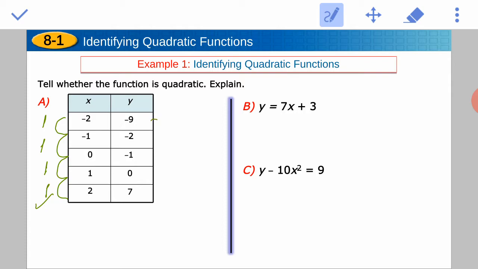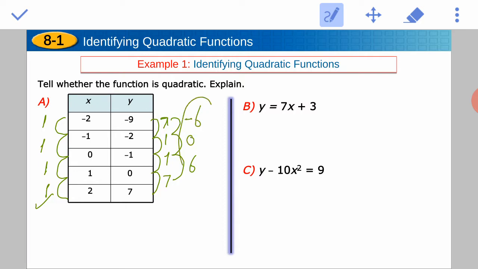Now we're looking for the second differences of y values, but we have to get the first differences at the beginning. 7 minus 0 is 7. 0 minus minus 1, it's going to be 1. Minus 1 minus minus 2, it's going to be 1 again. Minus 2 minus minus 9 is going to be minus 2 plus 9, which is 7. So guys, we don't care about the first differences, but we care about the second differences of the output values. If they are constant, it's a quadratic function. 7 minus 1, it's 6. 1 minus 1, it's going to be 0. 1 minus 7, it's negative 6.